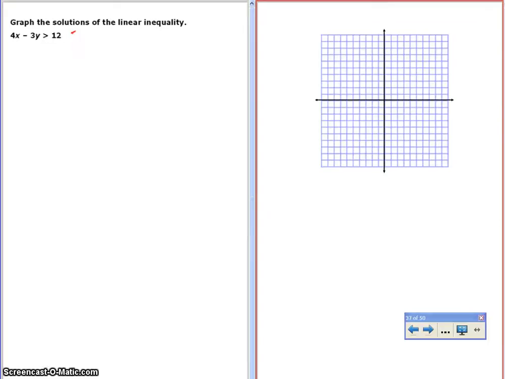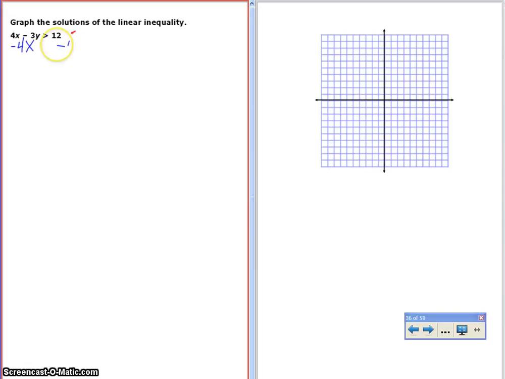All right, here is our last example that we want to go over for today. So we are going to graph this linear inequality. First step that I'm probably going to do is take away 4x on each side. And then I would be left with a negative 3y is greater than 12 minus 4x.